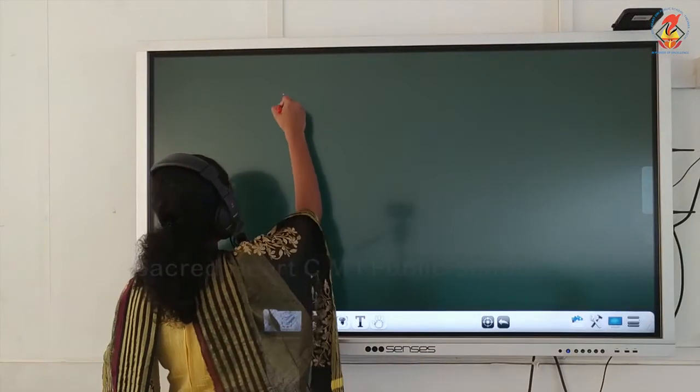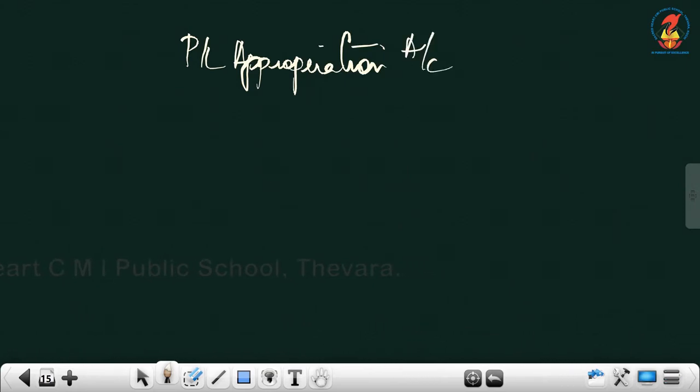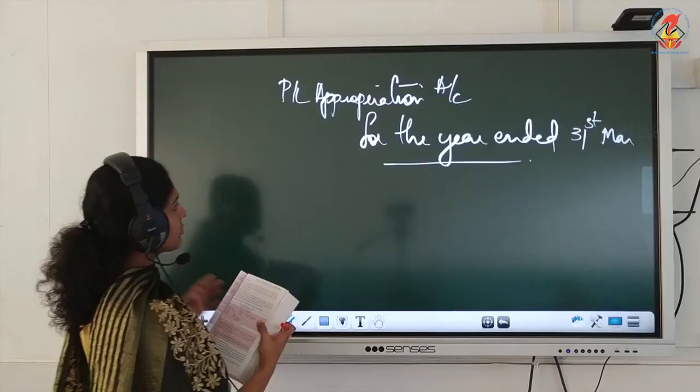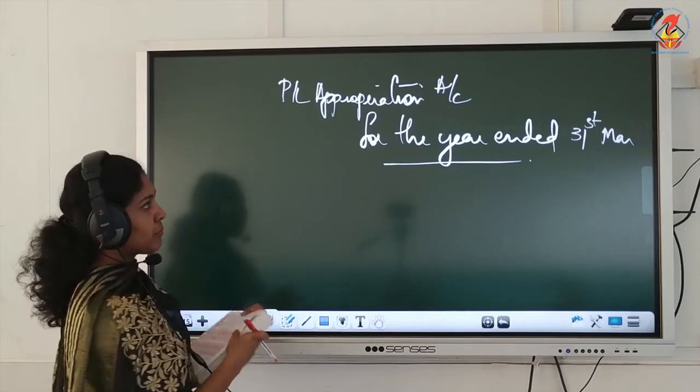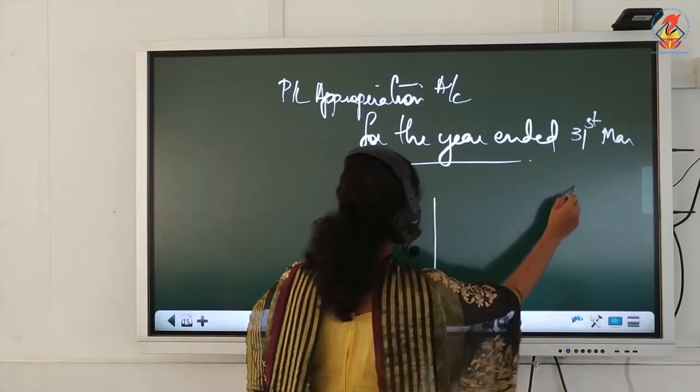So you write the heading, profit and loss appropriation account for the year ended. You must write the date given. Here it is given as 31st March every year. The year is not mentioned, so you just write 31st March. You have to write the date always. Now draw the format: particulars, amount, particulars, amount.